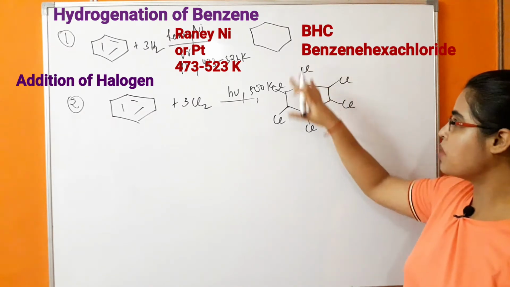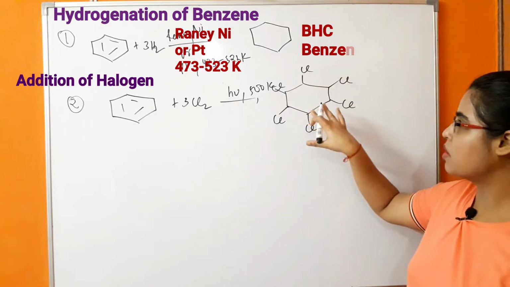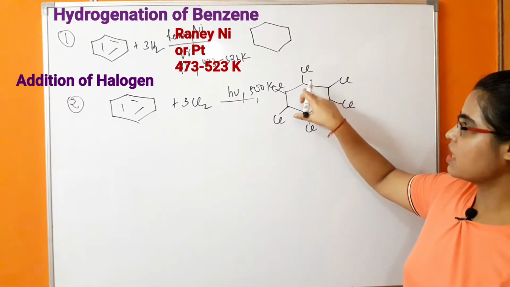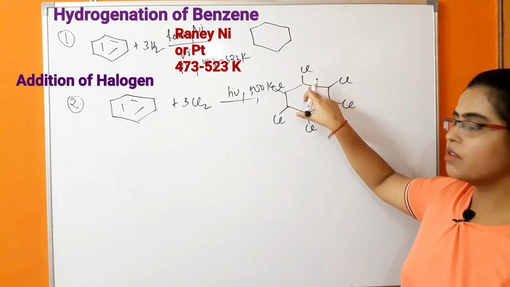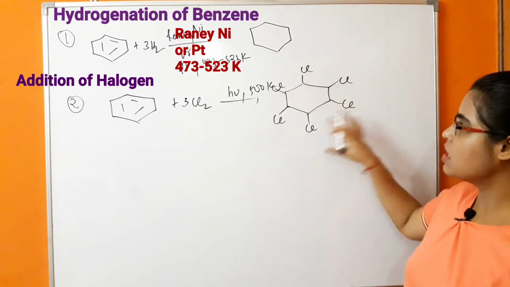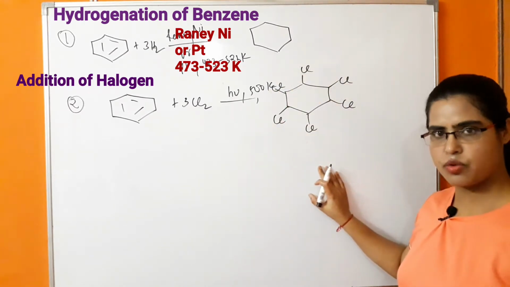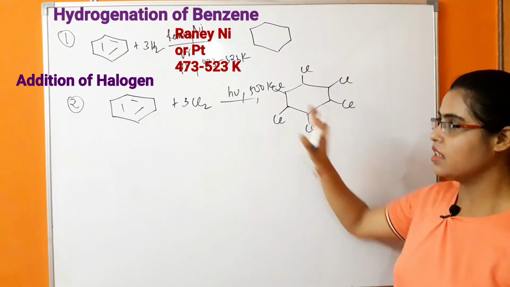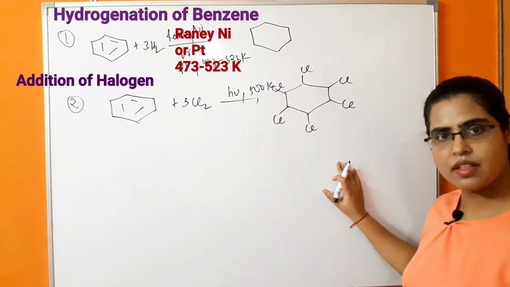In this case, this compound is saturated. So what is happening in this case? Each carbon is attached to one chlorine atom and one hydrogen. So this cyclic compound is saturated, which represents that addition reaction has taken place.